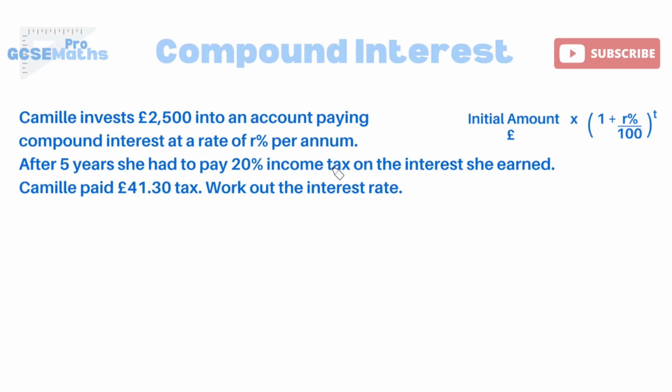But we've not been given the end value of the account, we've been given the tax that was paid, so it's a few steps in front of what we just did in the previous one. A lot of students struggle with this question because they don't really understand the concept of what's going on, or the real life logic to it.